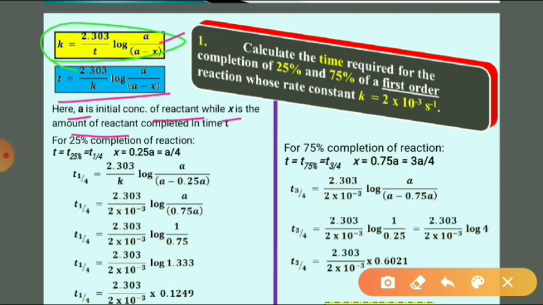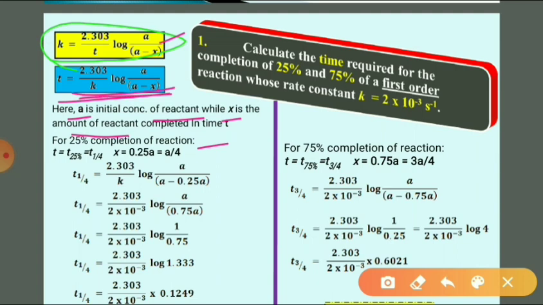Now for 25%, let's see part 1, that is to calculate the time required for the completion of 25%. Here for 25% completion of the reaction, the t can be written as t 1/4 or t 25%. Either you can write t 25% or t 1/4. And the value of x will be 0.25 a, where small a is nothing but the initial concentration, or you can write a upon 4. So both, any one you can prefer. Right? So let's try to put the values of the variables in this equation.